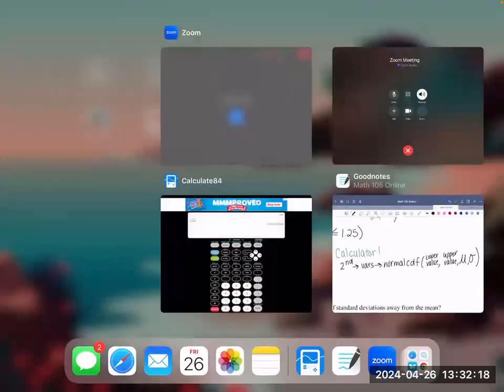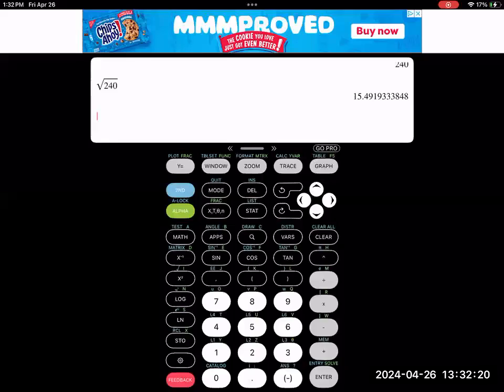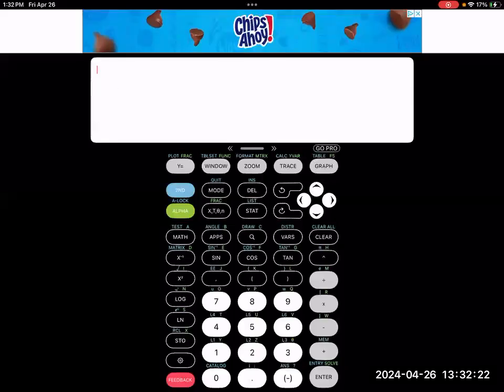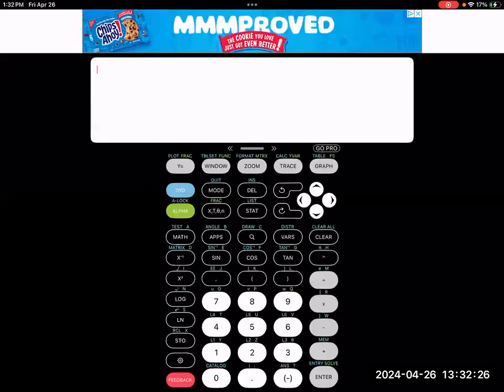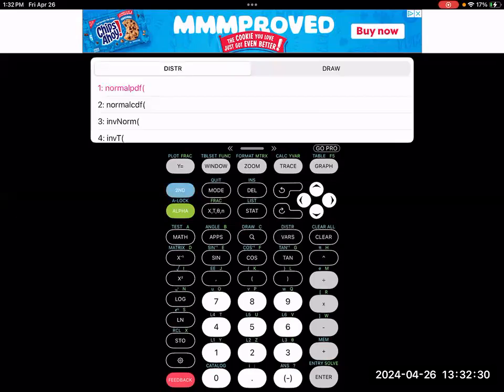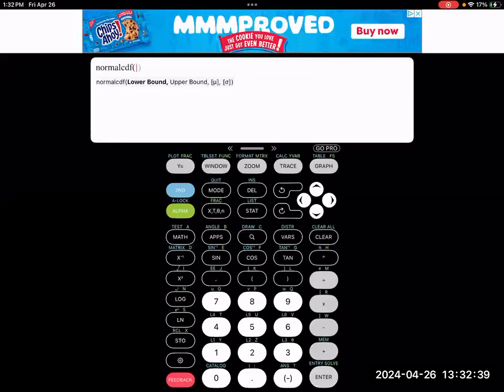So on your table here, vars is located right next to the clear button on the right-hand side. So we're going to hit second vars. And notice that there's normal PDF and normal CDF. PDF is for a specific point. CDF is going to be that cumulative aspect. We're going to go and hit enter. If you have a newer calculator, it tells you what you need to enter in. The older ones, it doesn't. So you're going to have to remember it.